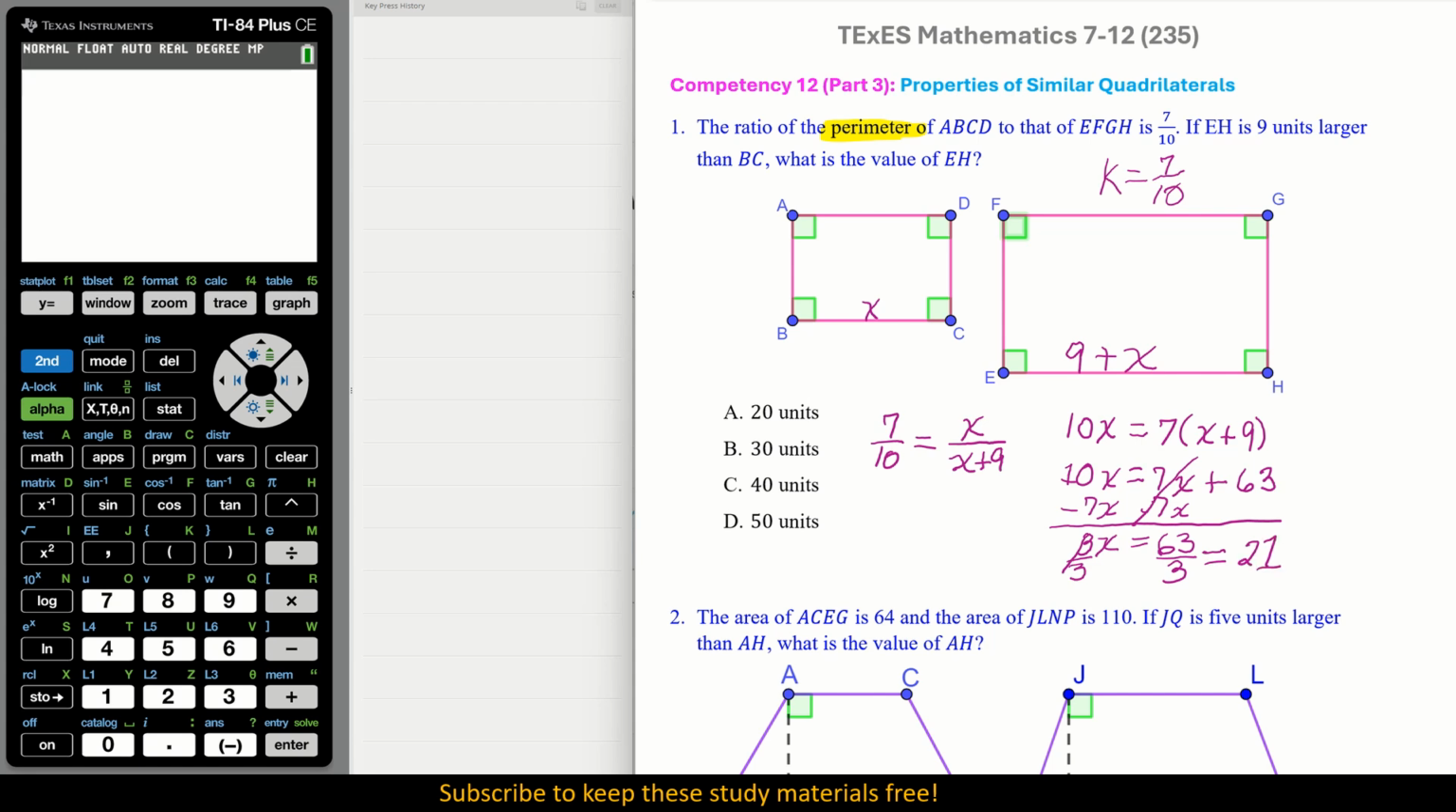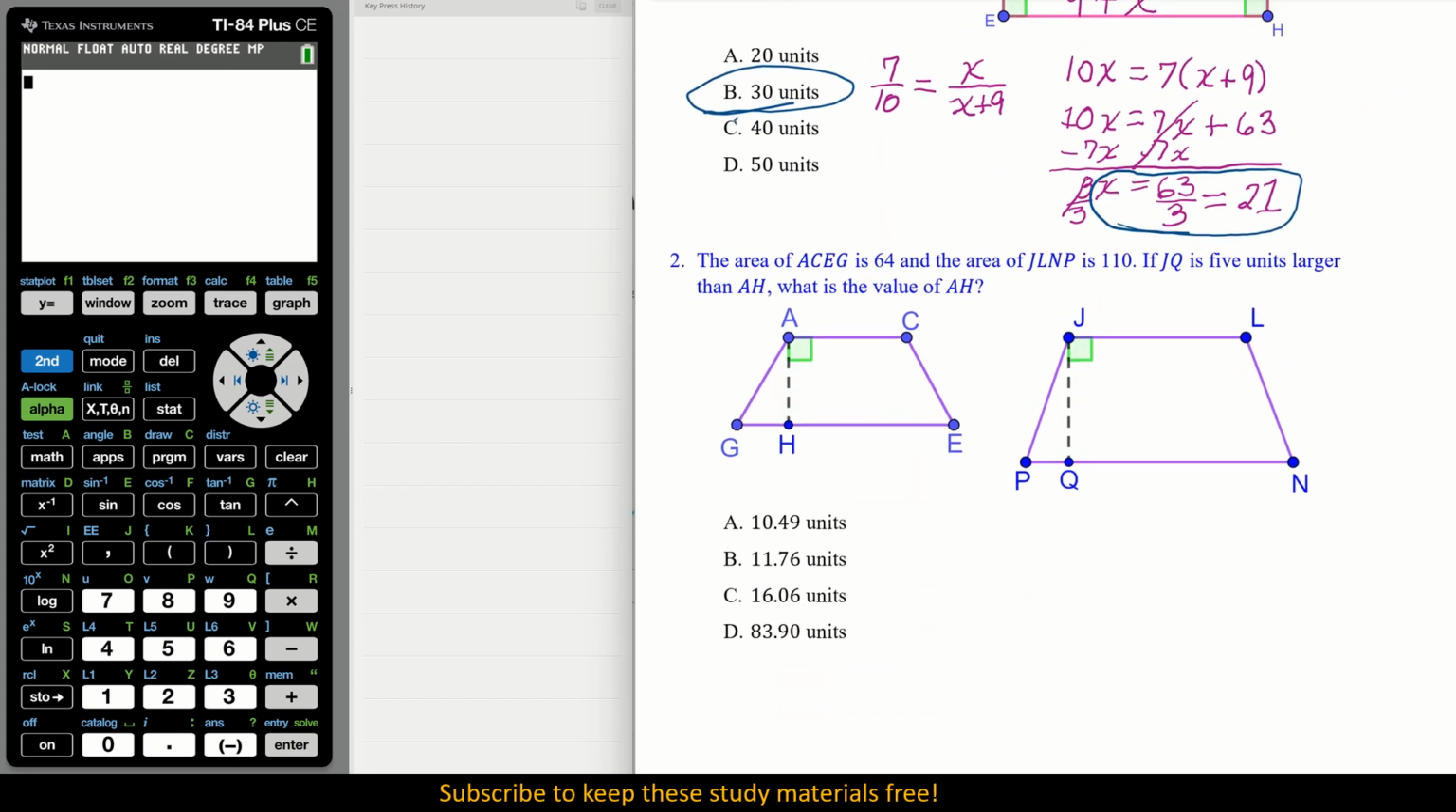The thing is we are not finished. I'm going to go ahead and circle that. But what we really need is EH. So we have that EH equals 9 plus 21. And of course, you see that that equals 30. So that gives us option B. All right, let's go on to number 2.